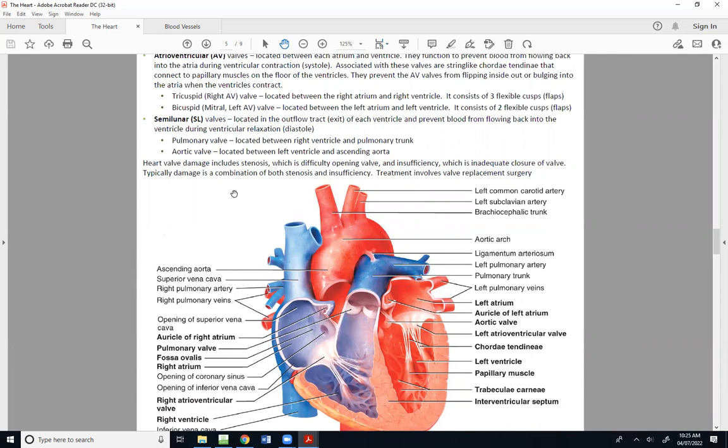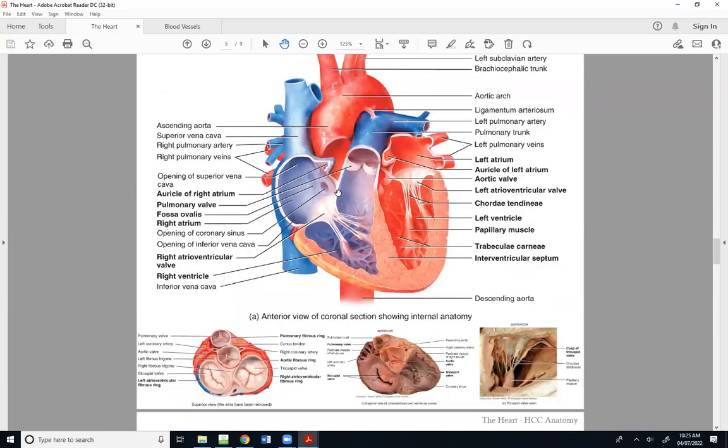Typically, damage includes both stenosis and insufficiency, and would be treated by simply, and I say simply, I mean it's still heart surgery, but the valve is replaced. They do one of two things to replace the valve in the heart. They can either use a mechanical heart valve, which is cool, but I think even cooler than that, they'll transplant pig heart valves. So that's kind of cool. But those are your heart valves.